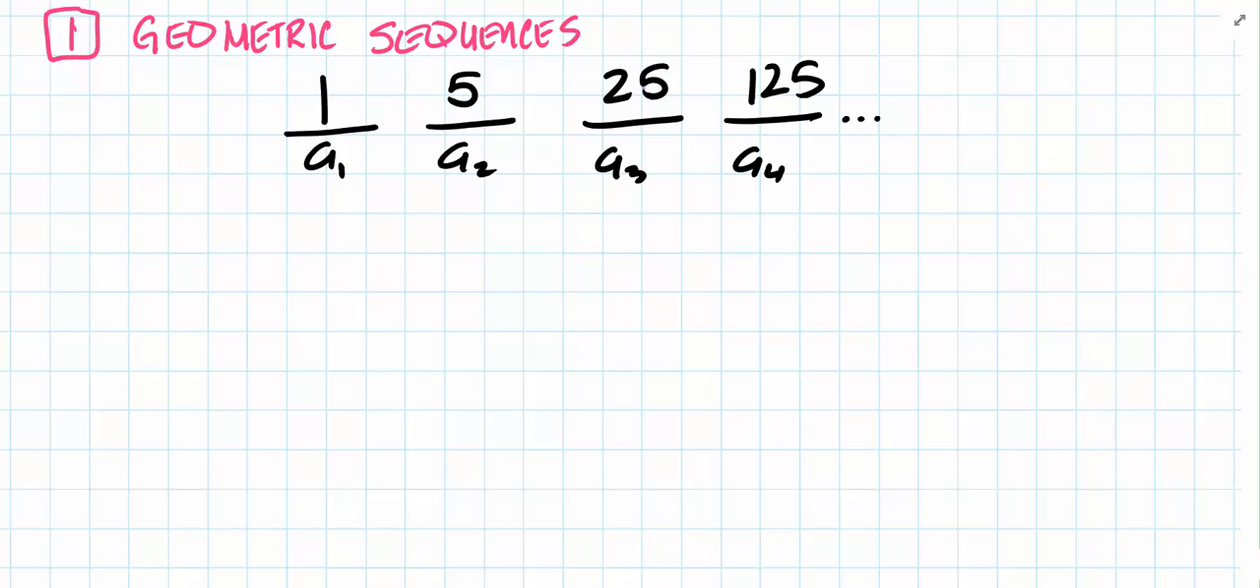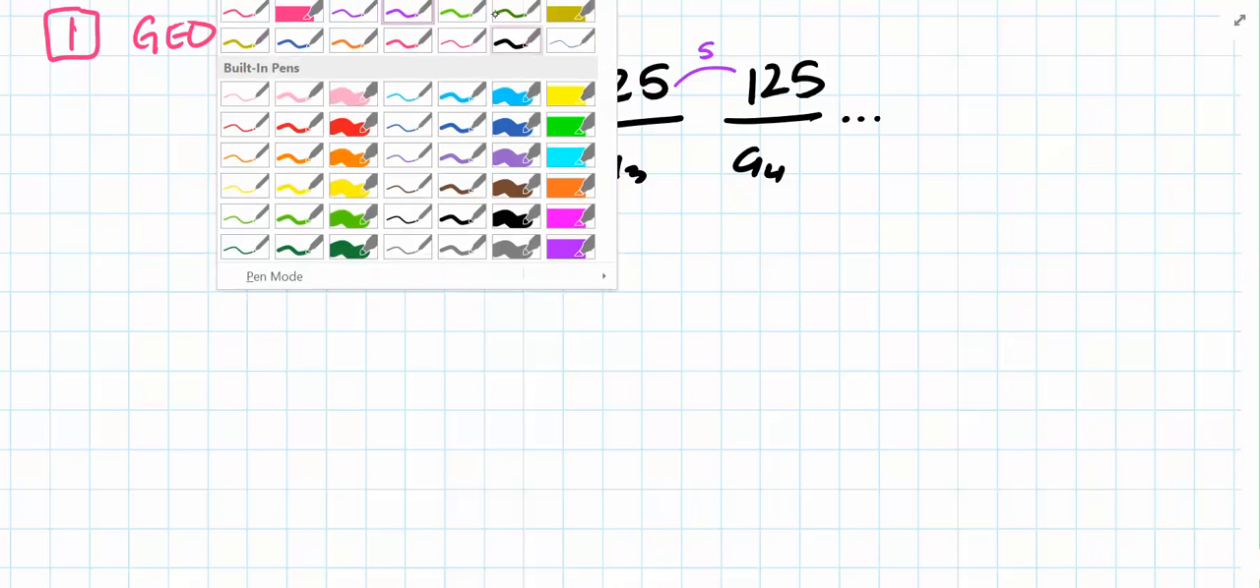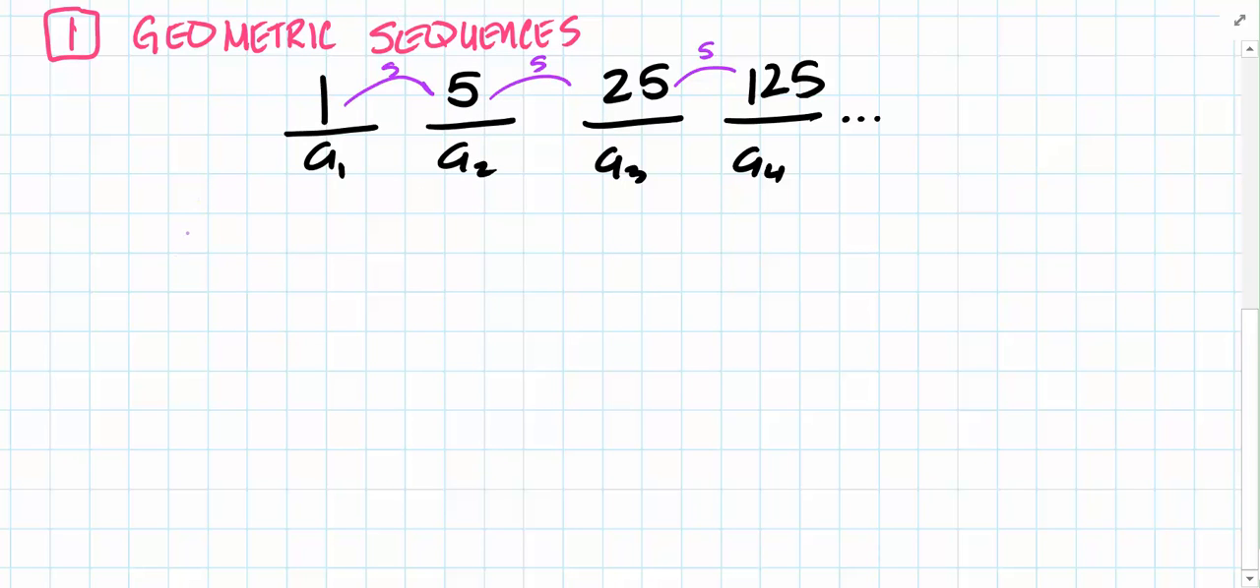Yes? Constant multiplication. Yeah. To get from here to here, what do you multiply by? Multiply by 5. From here to here, multiply by 5. And then you just keep going, right? So this is an example of a geometric sequence. It is a sequence with, instead of a common difference like arithmetic had, a common ratio. And we're going to call that ratio r.